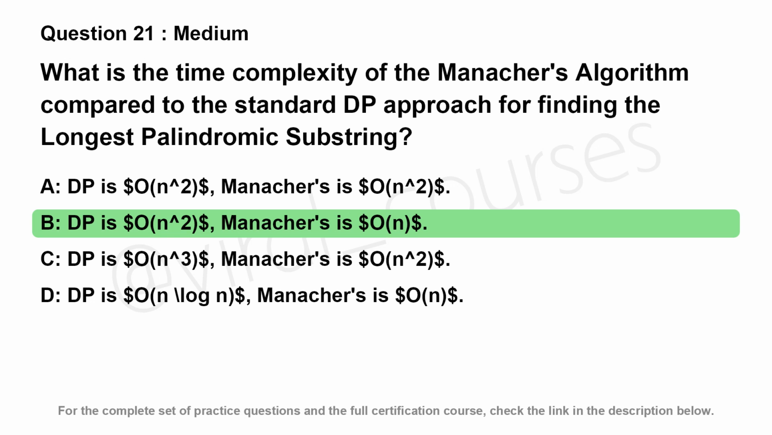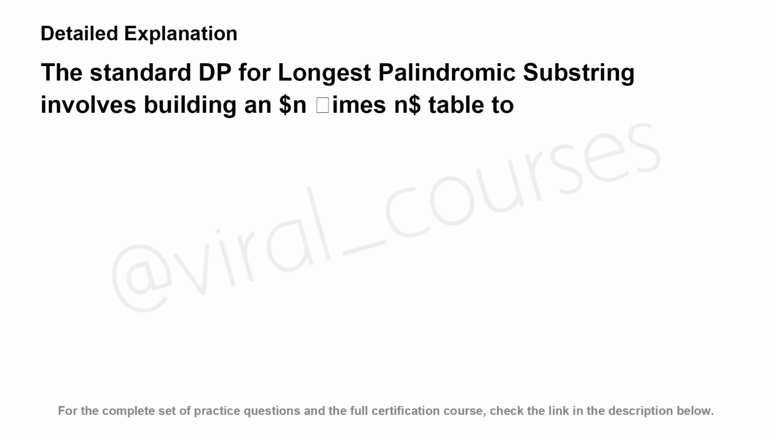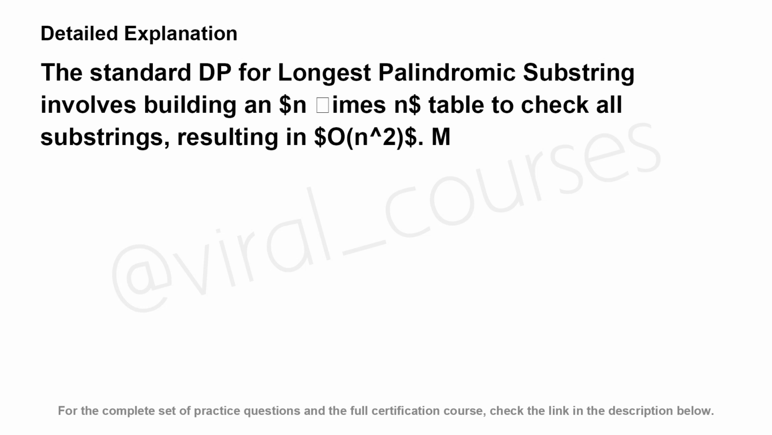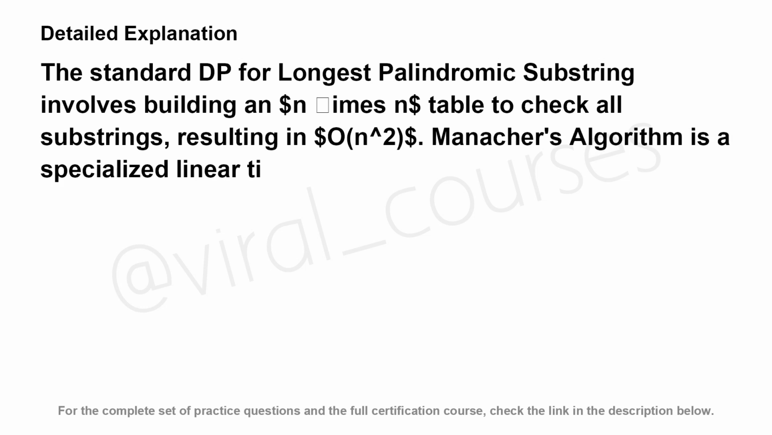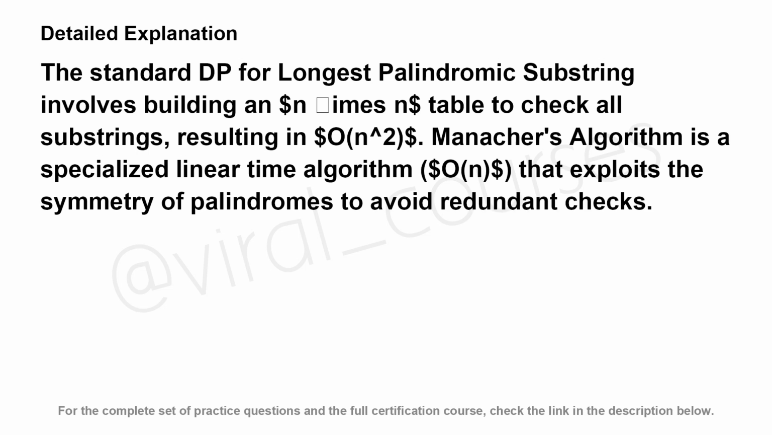The correct answer is B. The standard DP for longest palindromic substring involves building an n by n table to check all substrings, resulting in O(n squared). Manacher's algorithm is a specialized linear time algorithm, O(n), that exploits the symmetry of palindromes to avoid redundant checks.